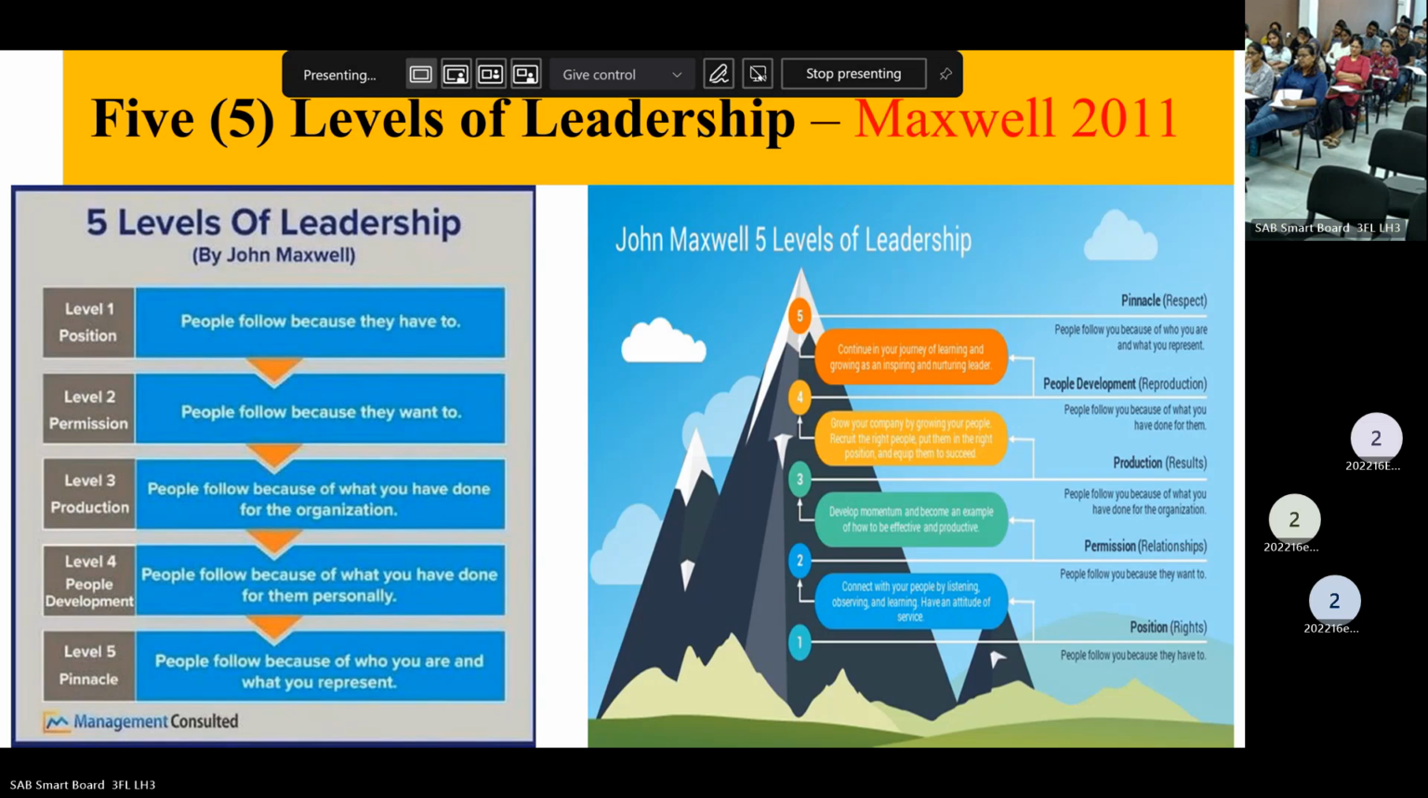Okay. This is Maxwell's 5 levels of leadership. Level 1 position, permission, production, people development. But if you see them in parallel, both are the same. But 2 different leadership gurus proposed their opinion and justified it with evidence and research. So I want you to understand that theory and model develop over a period. People do the research and prove it with evidence, and then ask us to practice it if we like it. Right? So based on that, there's a camp, which is called a school of thought.